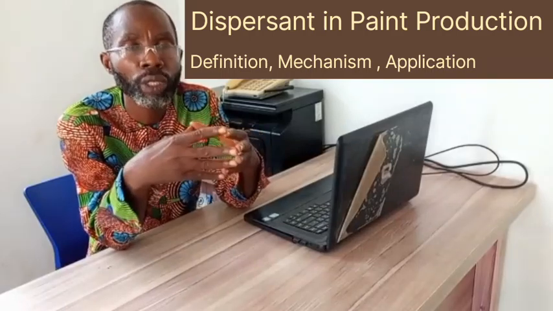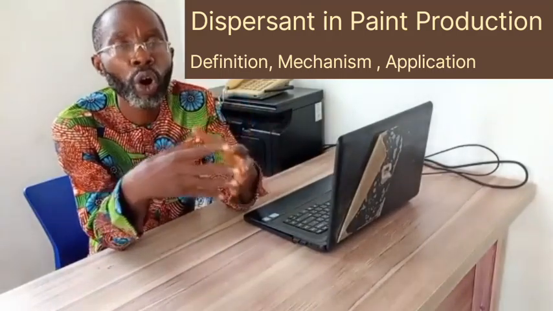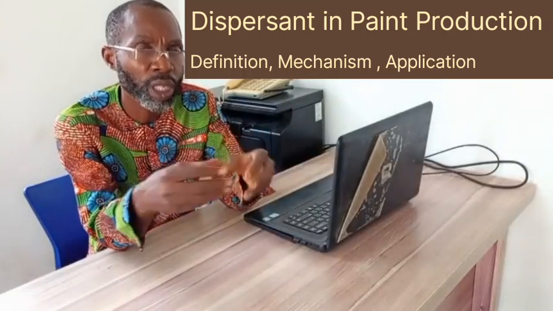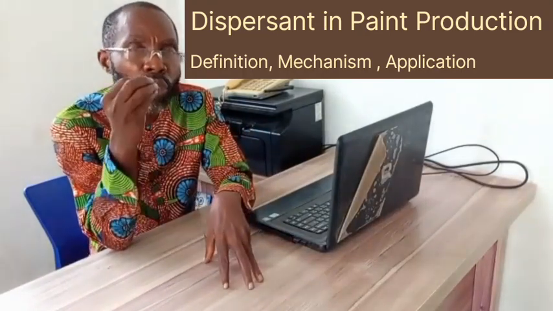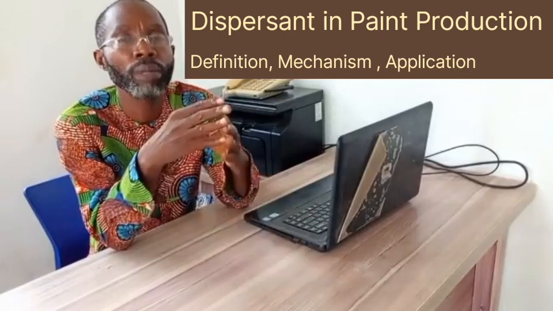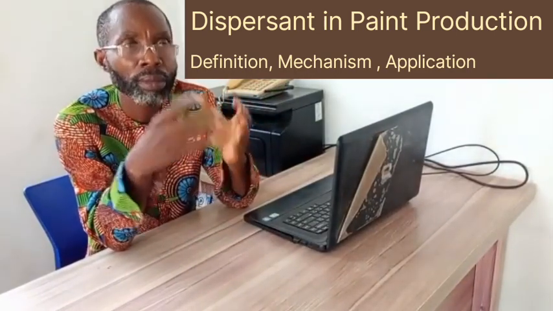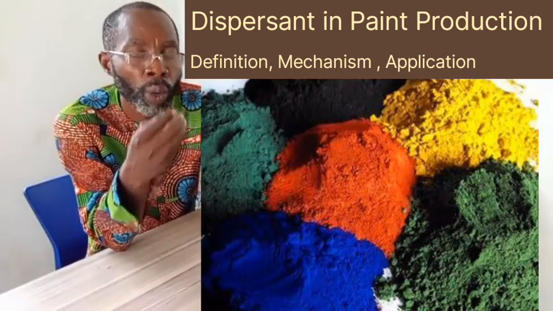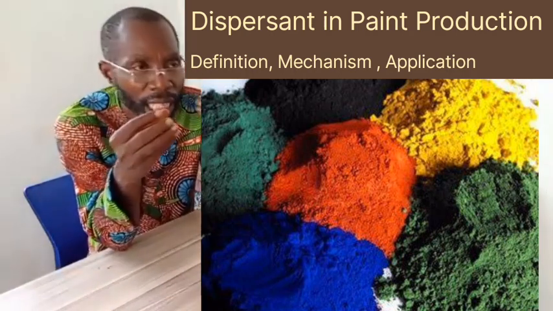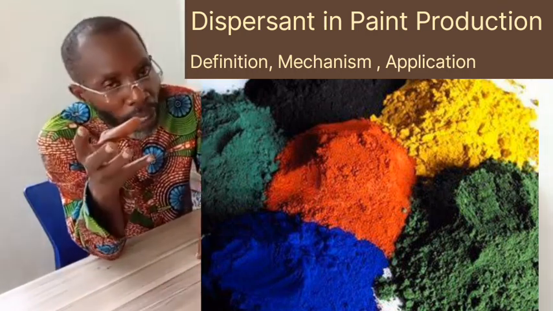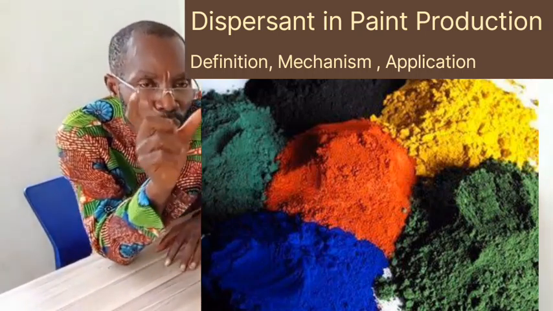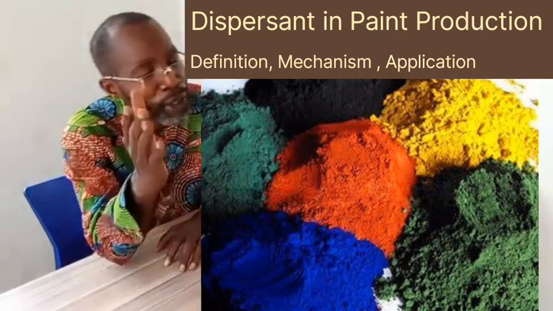In paint production, we have what we call solvents and we have what we call particles. Particles are those chemicals that are in powder form, according to layman. We have what we call extender and pigment. Extender gives body to your paint, while pigment performs two functions, coverage function and colorant function.